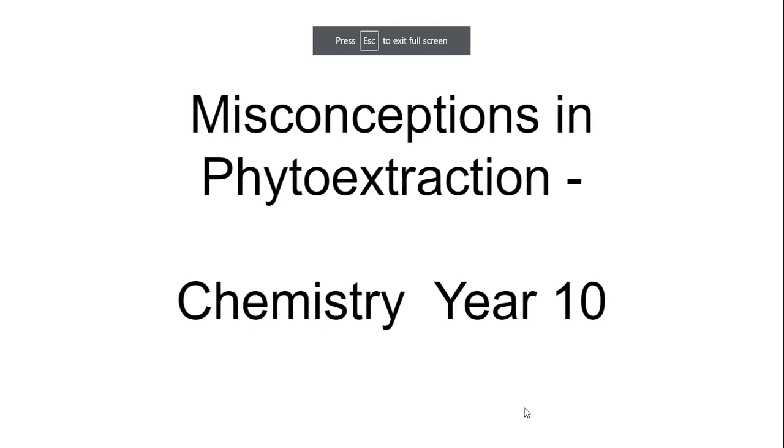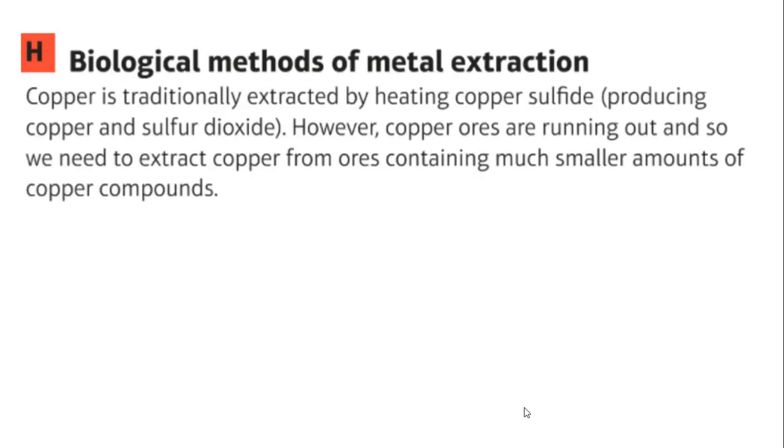This is Misconceptions in Phytoextraction, which is part of the Chemistry Year 10 course. Phytoextraction is a part of metal extraction, how we get the useful metals out of the rocks in the ground. Just to have a quick look at what it said in the textbook. This is high tier only, that's why there's a big H there.